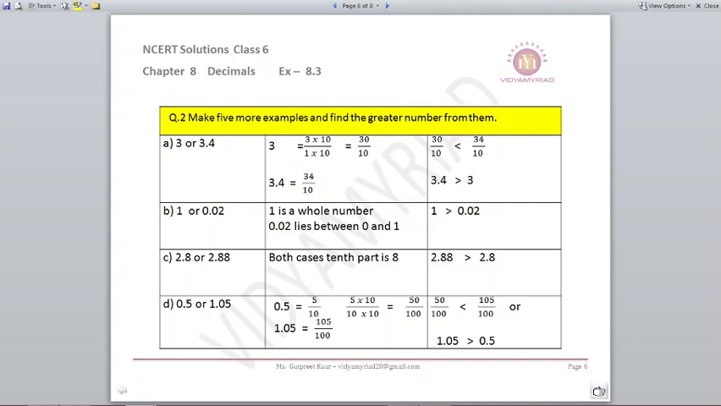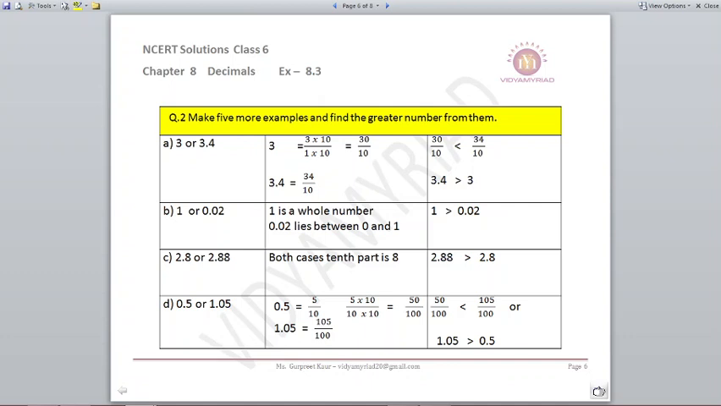3 will remain as 3. 3.4 will be written as 34 upon 10. So to make it same, I will multiply with 10. For the 3, it becomes 30 upon 10 and 34 upon 10. Two fractions. Definitely 34 upon 10 is greater than 30 upon 10. So I can write 3.4 is greater than 3. 1 or 0.02. Now 1 is a whole number and 0.02 lies between 0 and 1. So that means it is less than 1. It is clearly showing that 1 is greater than 0.02.